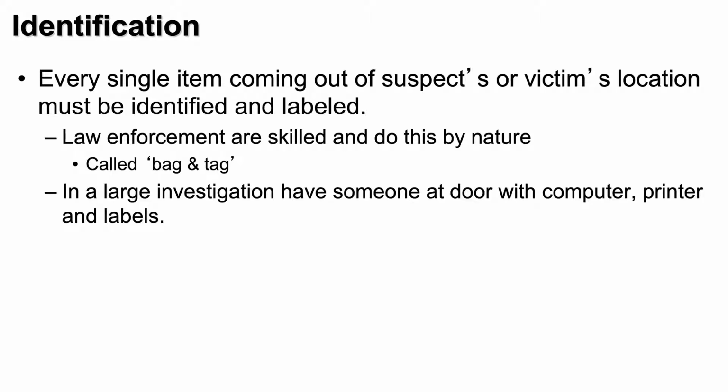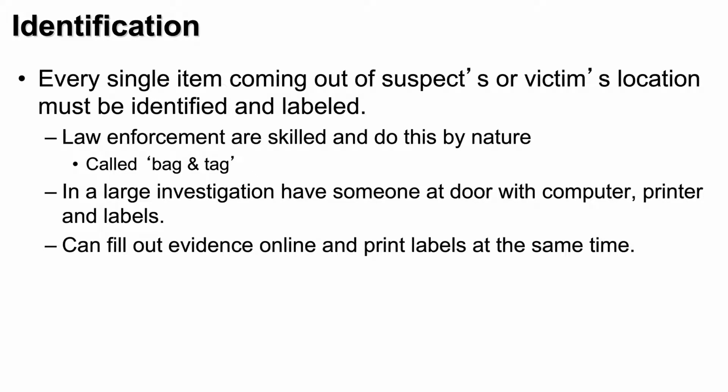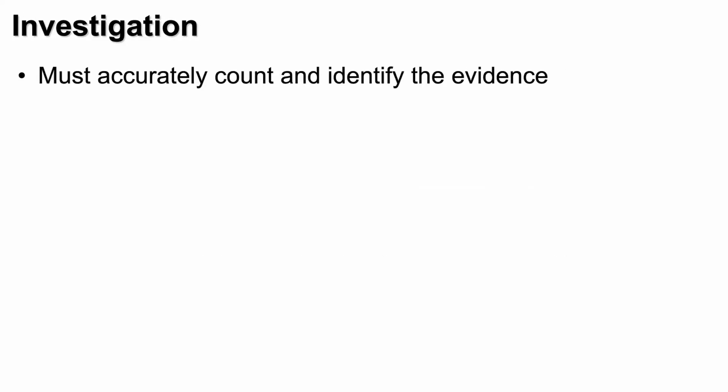So in a larger investigation, you have a law enforcement officer at the door with a computer and a printer and labels. And so everything that comes out of the victim's or suspect's location will be documented by this person at the door. So you can fill out evidence online and print labels at the same time. So it's important to accurately count and identify the evidence. Don't say there were 5 thumb drives when there were really 10 or there were really 3, because that gives something to the defense attorney to argue about.